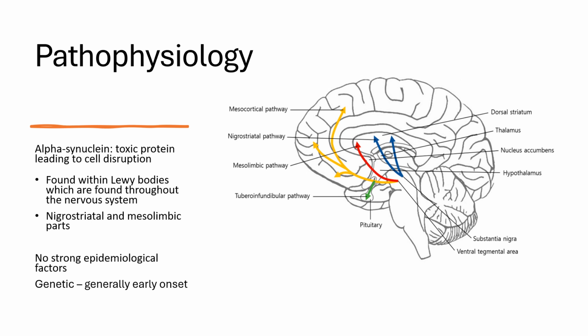There don't appear to be any strong epidemiological factors involved in the pathophysiology of Parkinson's. And there are some genetics involved, but they're generally early onset, and I don't think they're particularly examinable for us at this stage.